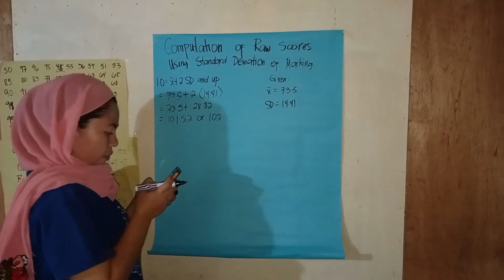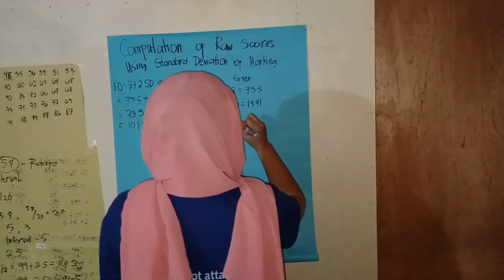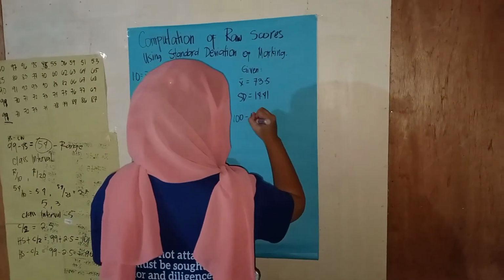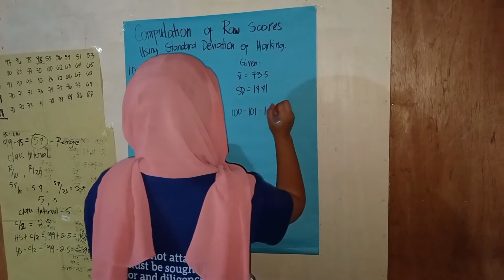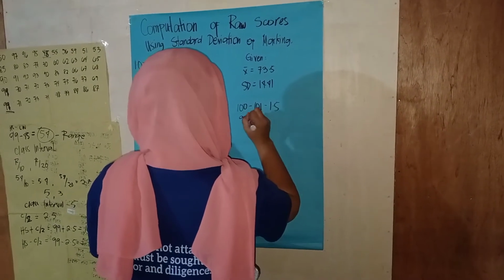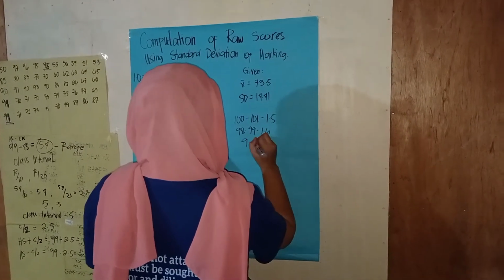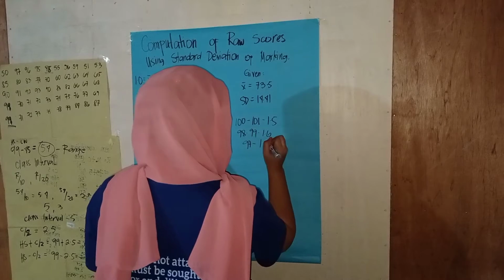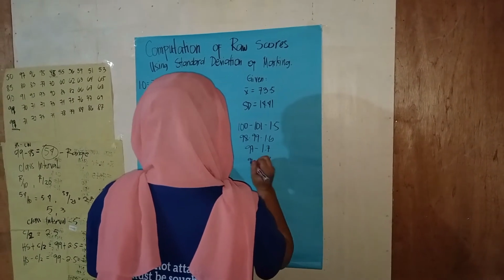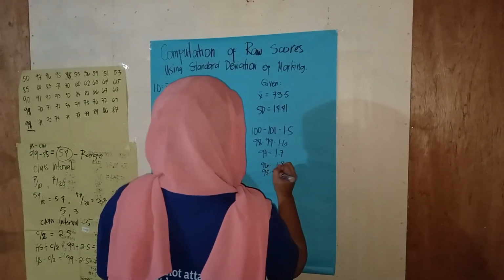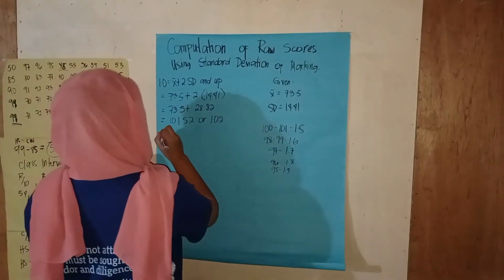So next is our given: 102, 101, 1.5; 100, 99, 98, 1.6; 97, 1.7; 96, 1.8; 95, 1.9.